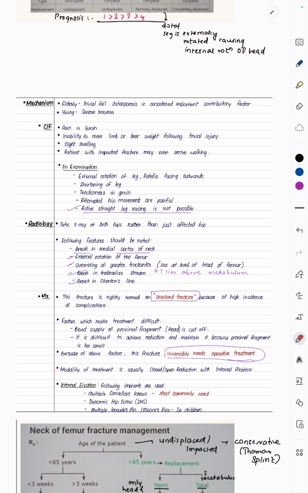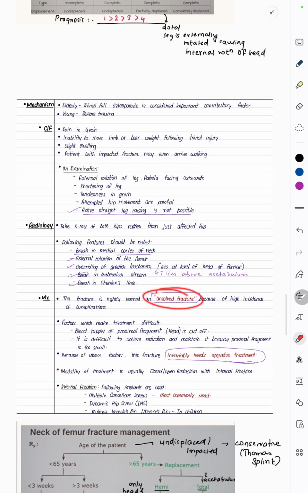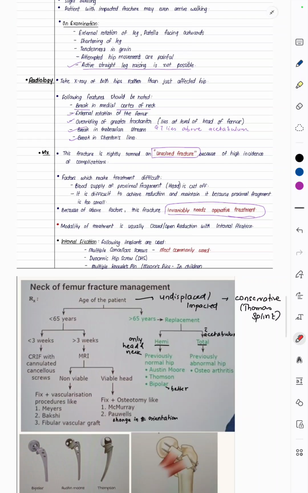Management. This fracture is also called an unsolved fracture. Why is it called an unsolved fracture? Because there is a high incidence of complications, and because of the above factors, the fracture needs to be invariably treated operatively so that these complications won't happen. For internal fixation, the following implants are used: cancellous screws, which are the most commonly used, dynamic hip screw, or Nail-lace pin can be used.